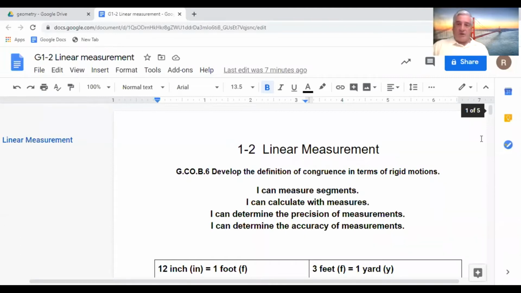I know from elementary school that all you people have learned to handle a ruler or a yardstick, but we'll go through it again. The standard is congruency B6, develop a definition of congruency in rigid motions. We can't talk about congruent till we talk about equal length. So you need to know something about how to measure. It says I can measure segments. I can calculate measures. I can determine the precision of measurements, and I can determine the accuracy of those measurements.